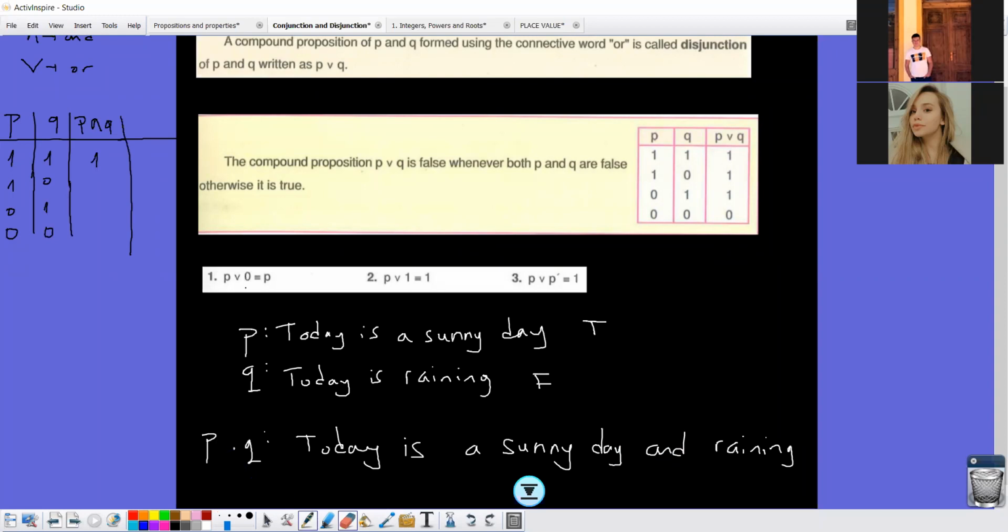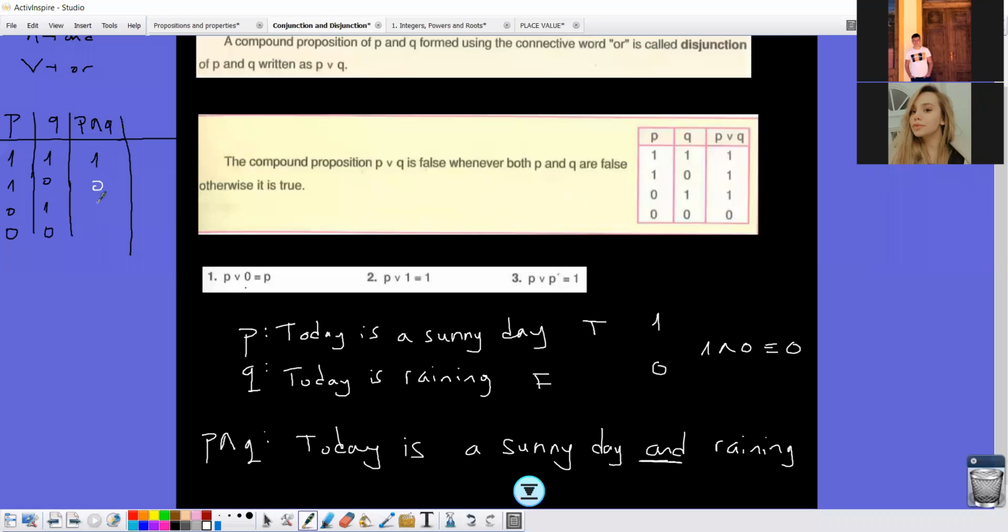No. It's true to say it like this: today is a sunny day and raining. No, it's false. It's not. So if one of them is 1, the other one is 0, 1 and 0 will be 0. And both of them have to be true, okay? In the other cases, it will be false. Okay? How will we show it in the table?